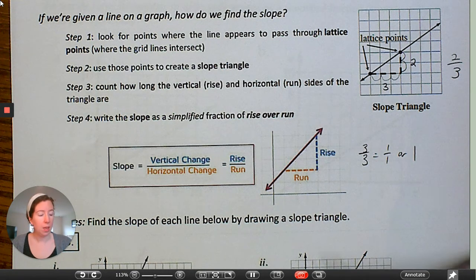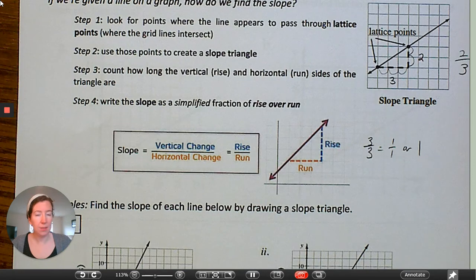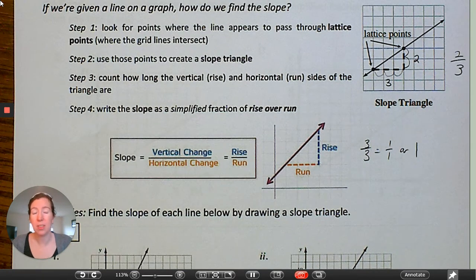Okay. Now, even if you don't make the smallest triangle possible, that's okay, because then you'll just know you need to reduce and simplify your fraction when you're done.